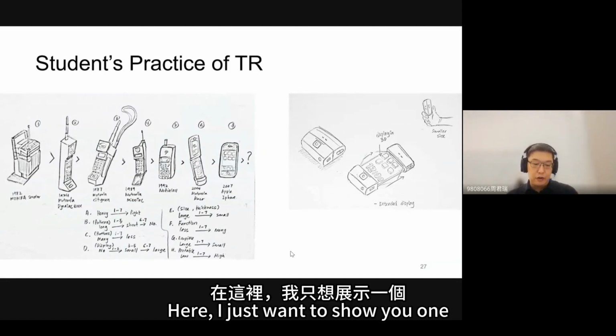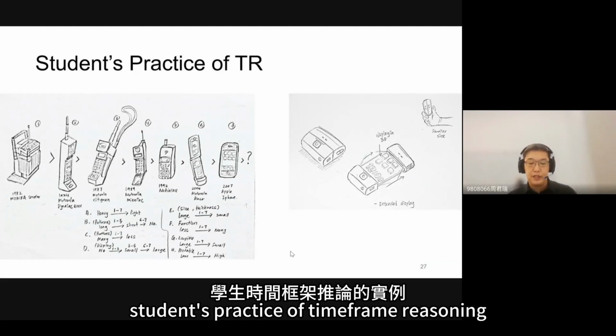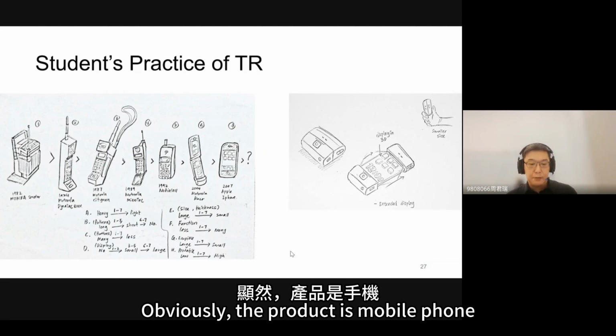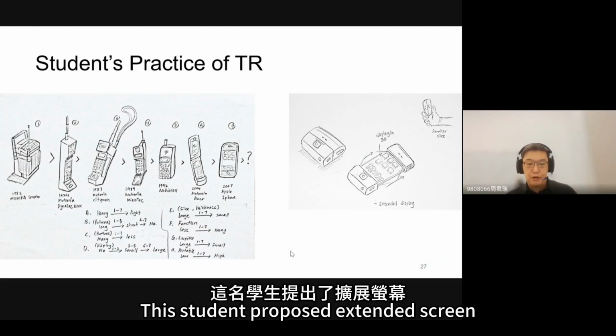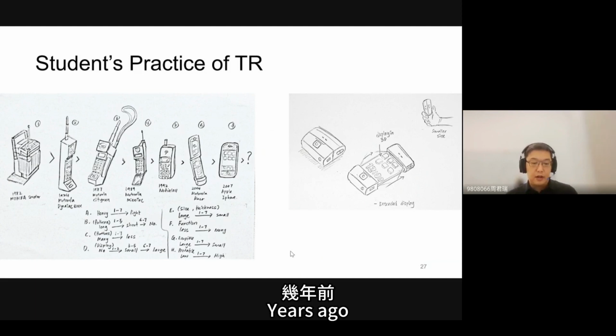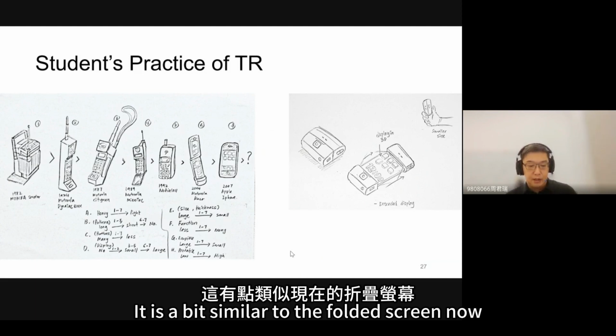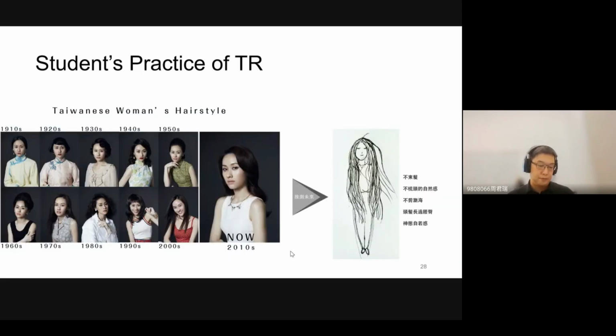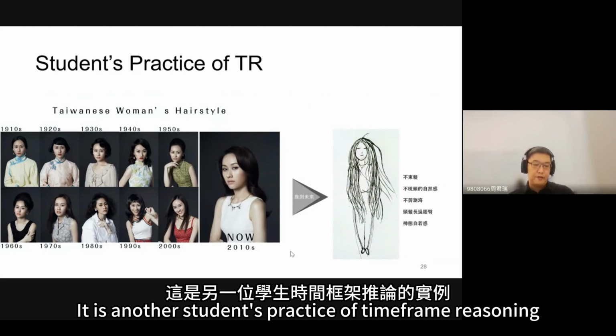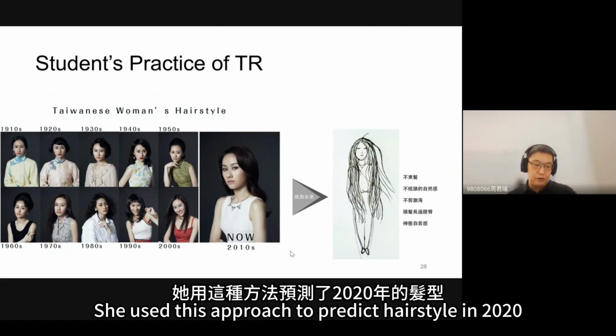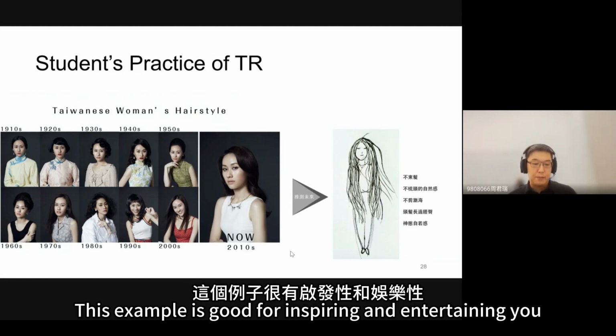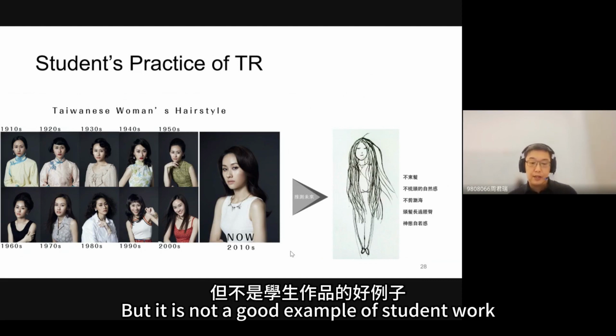Here, I just want to show you one student's practice of time frame reasoning. Obviously, the product is a mobile phone. This student proposed extended screen years ago. It is a bit smaller, similar to the folded screen now. It is another student's practice of time frame reasoning. She used this approach to predict hairstyle in 2020. This example is good for inspiring and entertaining you, but it is not a good example of student work.